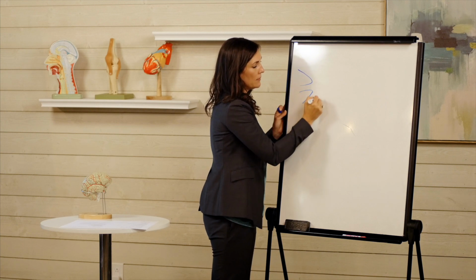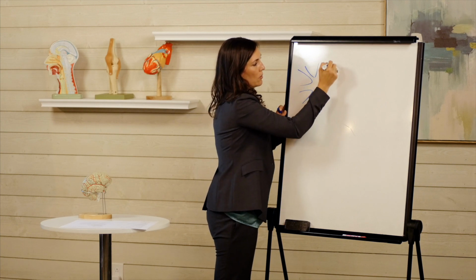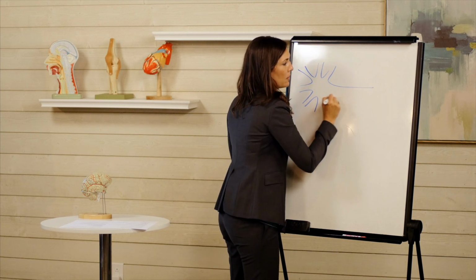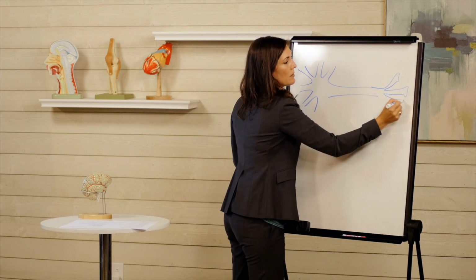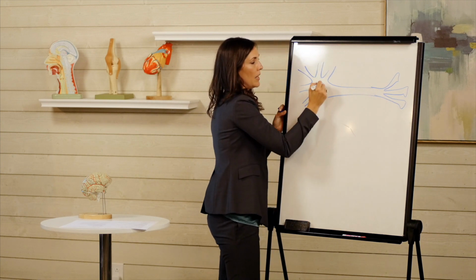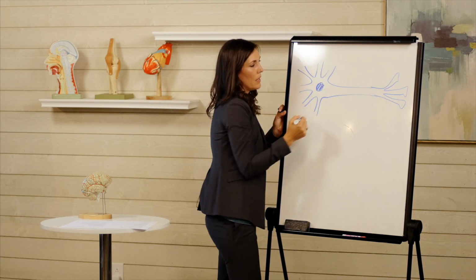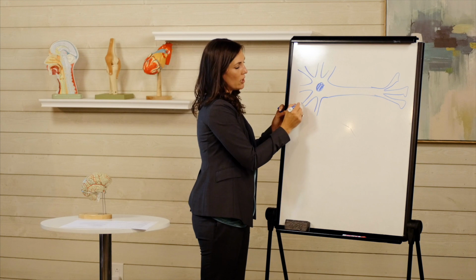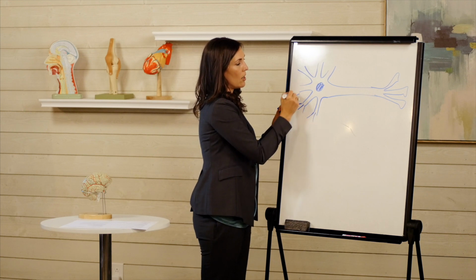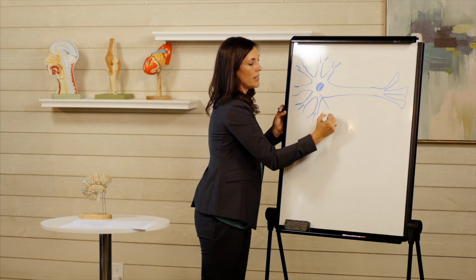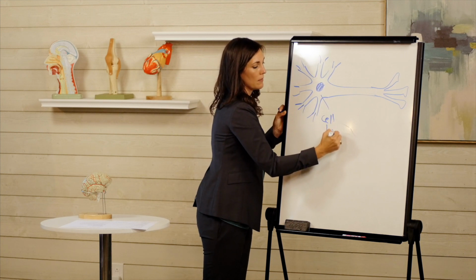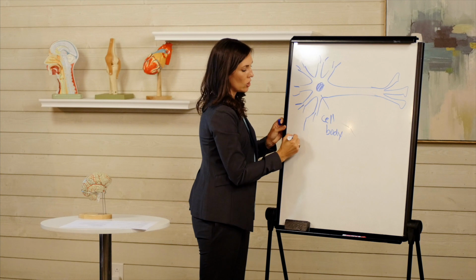Now with the neuron, you start with a cell body. The cell body here has a nucleus, and it receives information. All these little guys are called dendrites. So this is the cell body. These are dendrites.